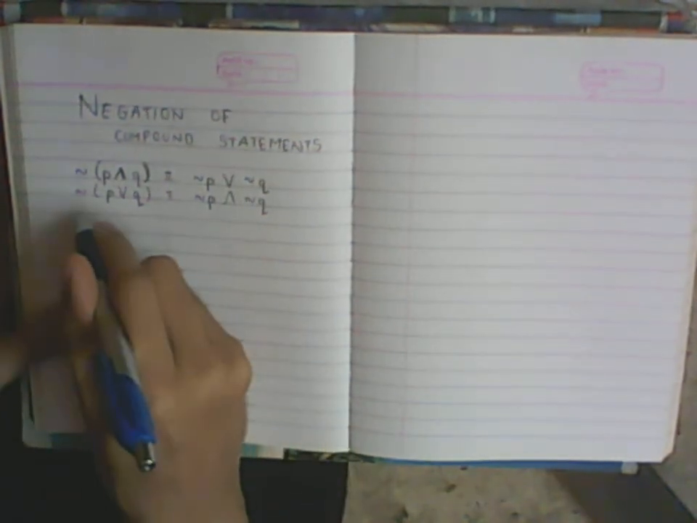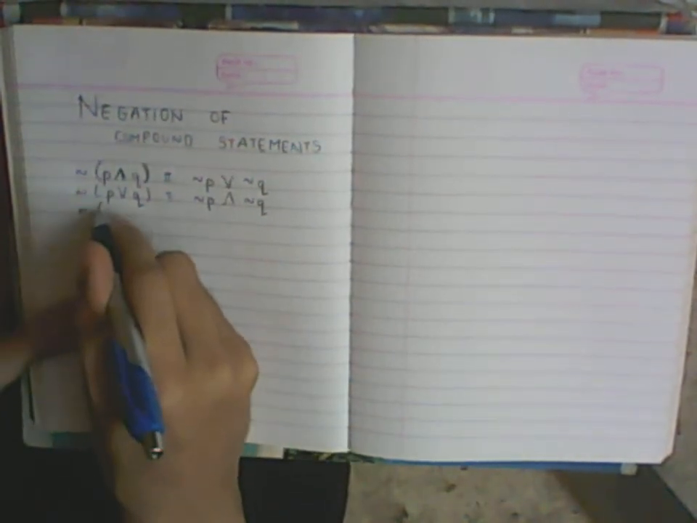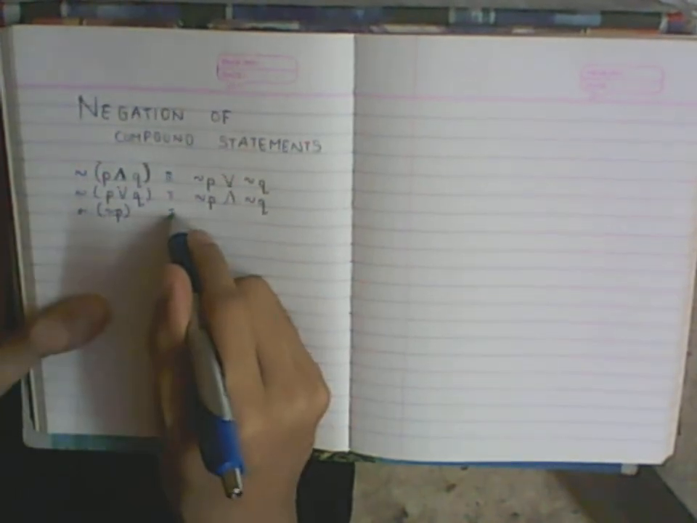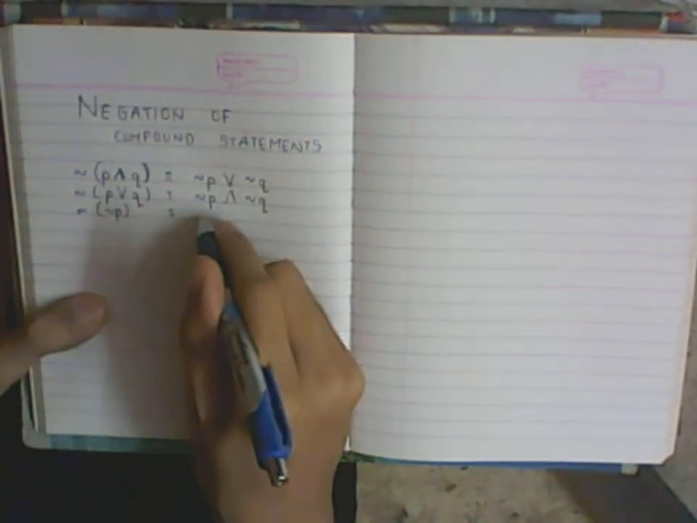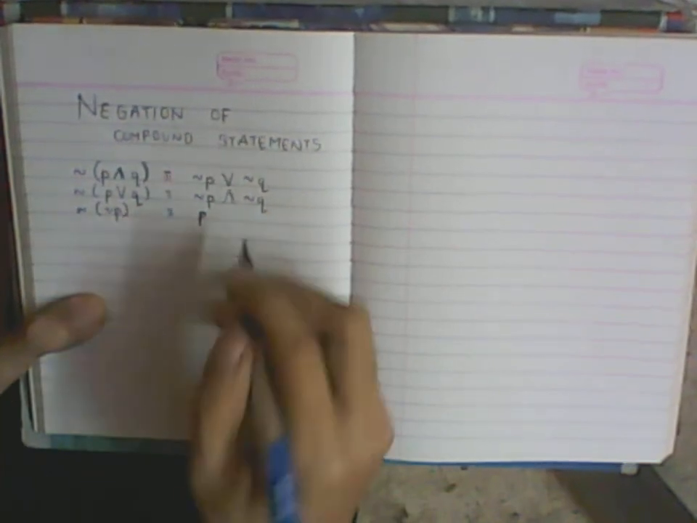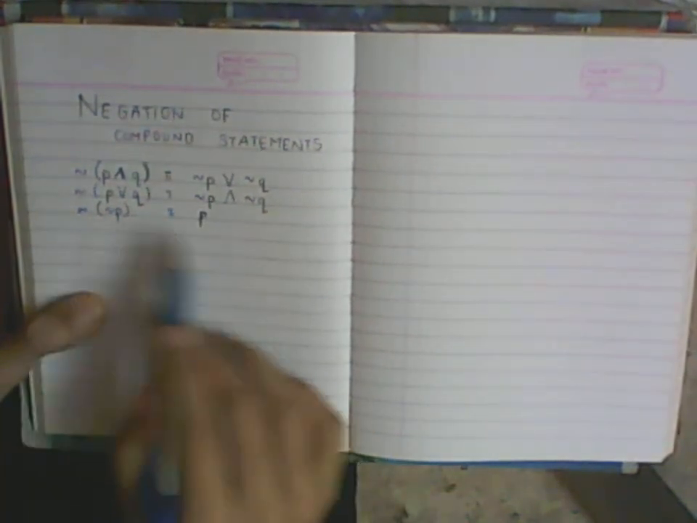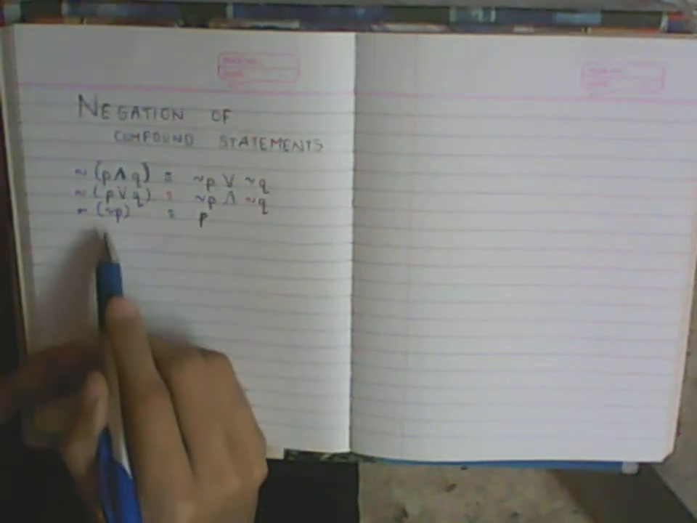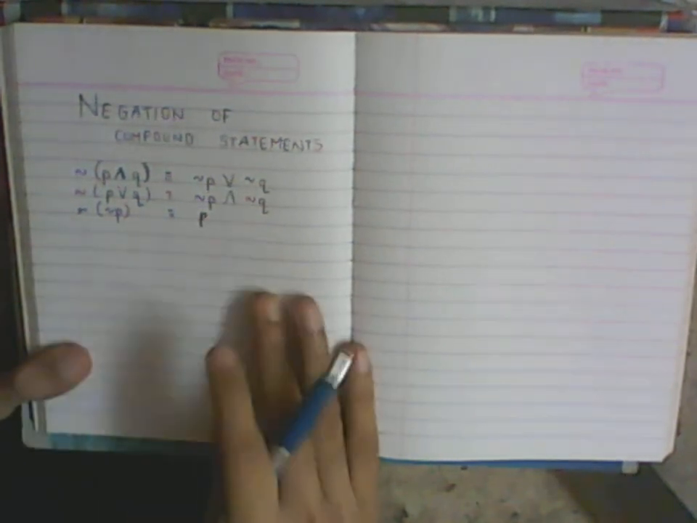Next, I can also talk about negation of a negation. And as evident as it may seem, it is the original statement P. Again, you can do the truth tables for both of these statement patterns and check whether the column for this is as good as the column for this.